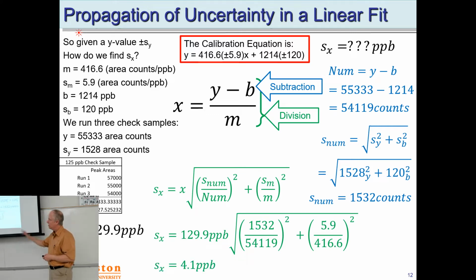And so then you put in all those numbers and you end up with 4.1 parts per billion. So 129.9 plus or minus 4.1 parts per billion. It doesn't quite capture our 125. So we do have a bit of a bias. Okay. We're coming in with a little bit of a high calculation on our standard.